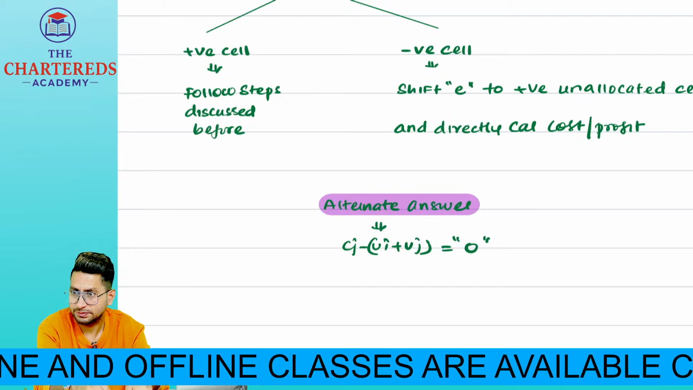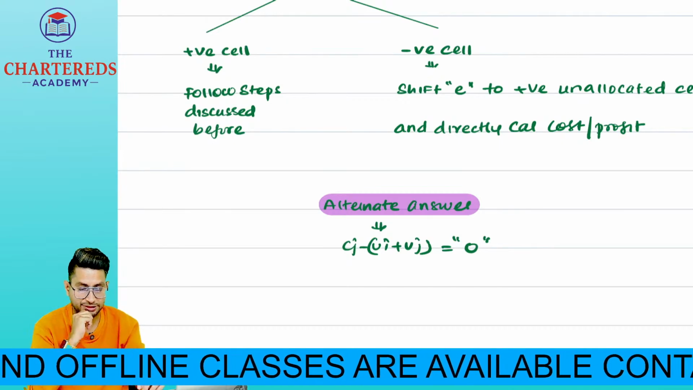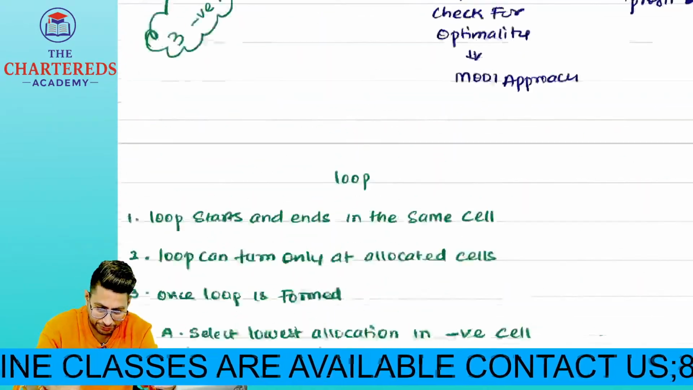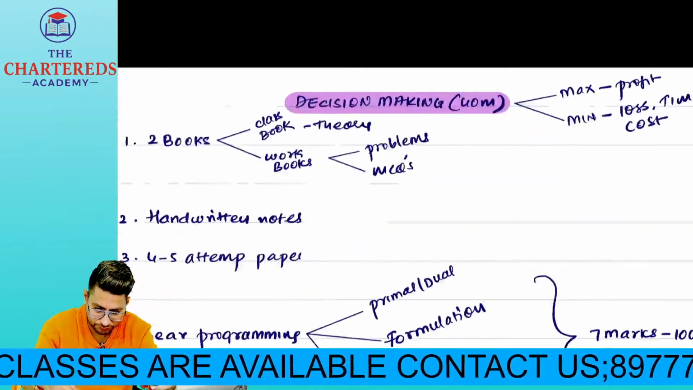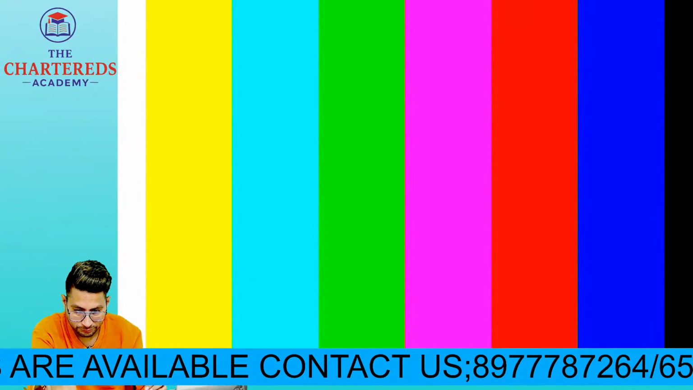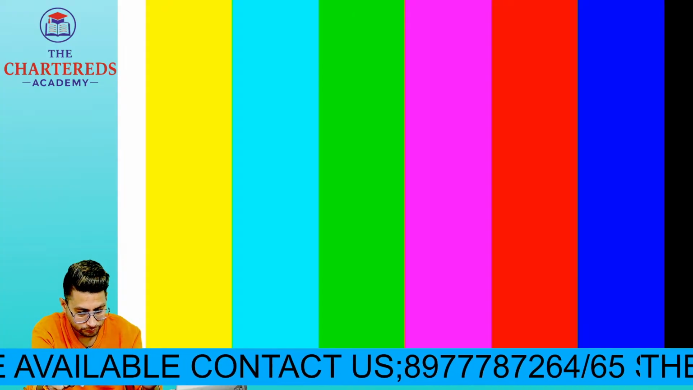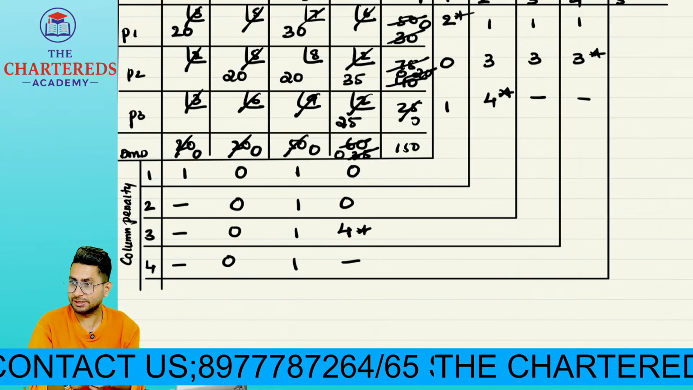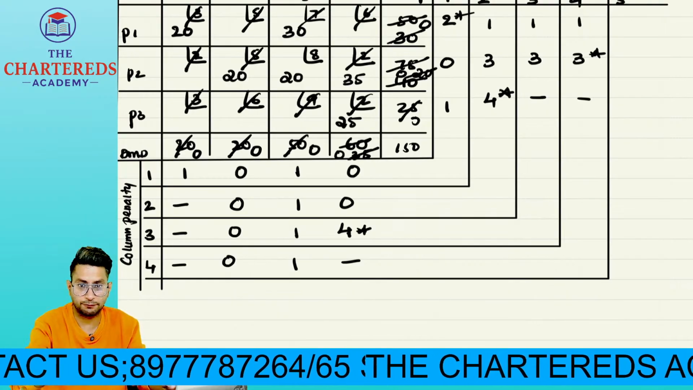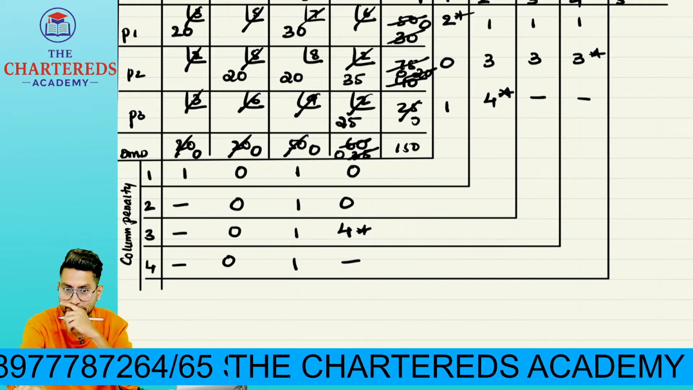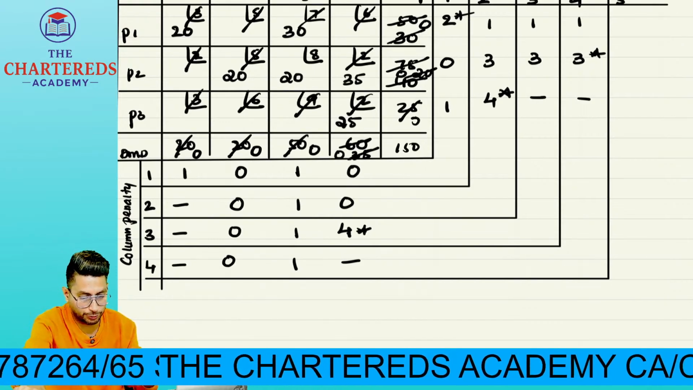Audible my voice? So yesterday I think we have completed up to where? We have completed up to IBFS. Here optimality we have reached, right? After reaching the optimality, now we have to apply what? Ui plus Vj for allocated cells and Cj minus Ui plus Vj for unallocated cells.